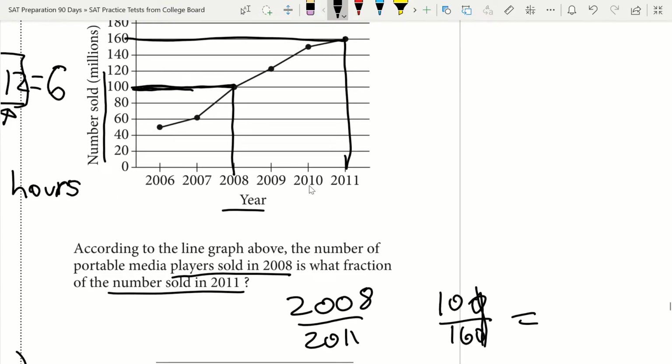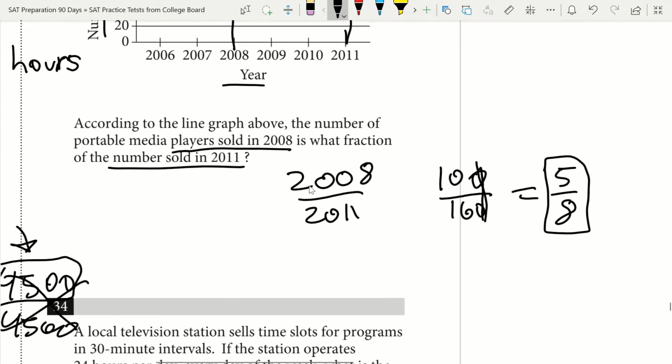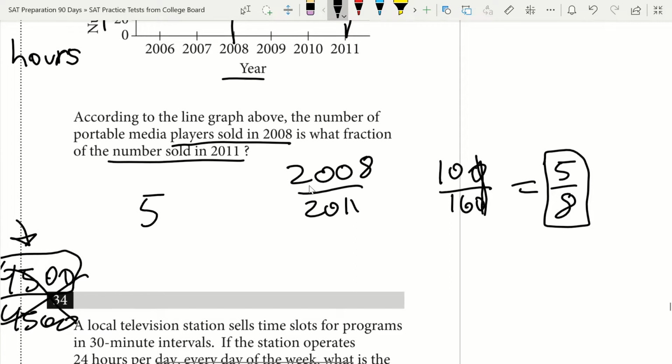Keep in mind I can't put that in my bubble sheet because there's not enough room, so I've got to simplify. When I simplify, I divide 10 by 2, that's 5. Divide 16 by 2, that's 8. So my answer there is going to be 5 over 8. So as far as things to know for this one, like I said, drawing those lines, and then after that, just writing that ratio, and then you get the answer 5 over 8. So that one, not too bad at all.